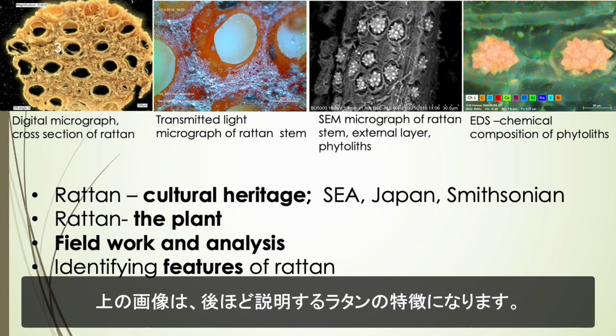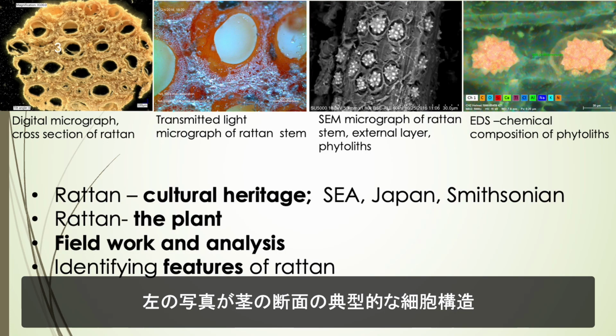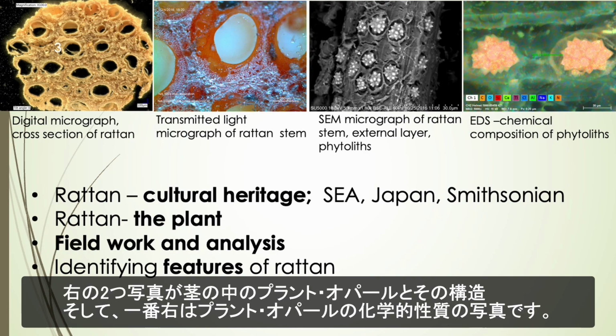The gallery of images which you see at the top shows features of rattan, which I'll discuss later in detail. Going from the left, you can see 2 images of a cross-section of rattan stem, which shows a characteristic sieve-like structure of large cells, large vessels. The next 2 images are showing pathholites in the stem, their structure, and on the very right, on the last slide, the chemistry of those pathholites. And I will revisit them later in this presentation.